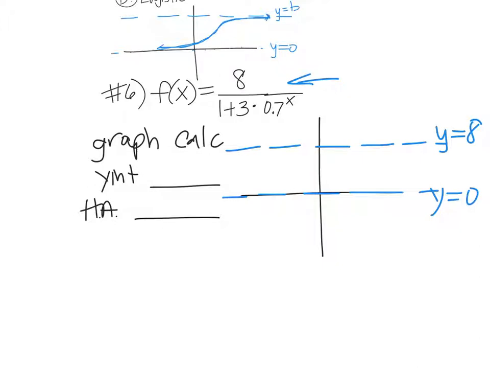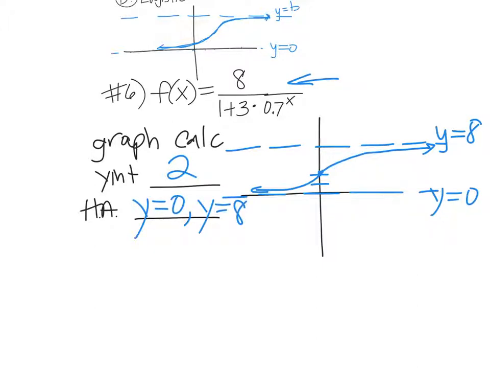What was the y-intercept? Hit trace, plug in x is 0. I got 2. My y-intercept is 2. I can graph that, and then this is what it looks like. It goes like this. So my horizontal asymptotes are at y equals 0 and y equals 8.